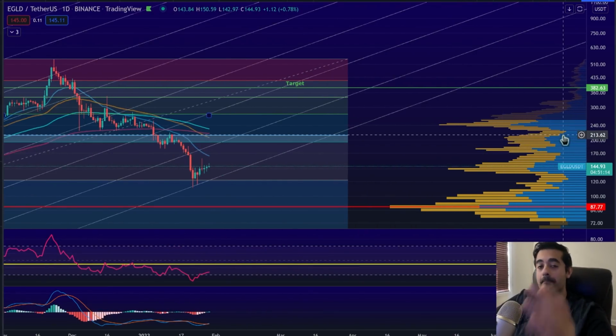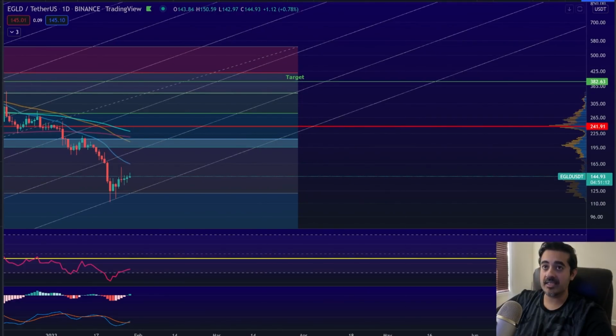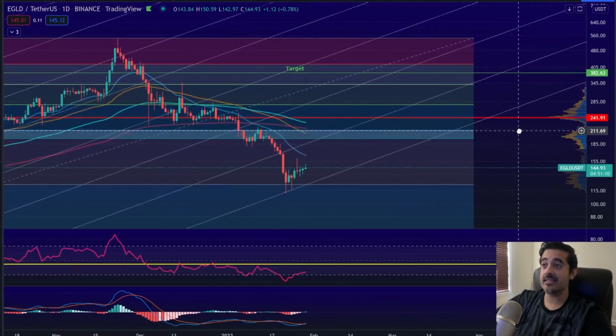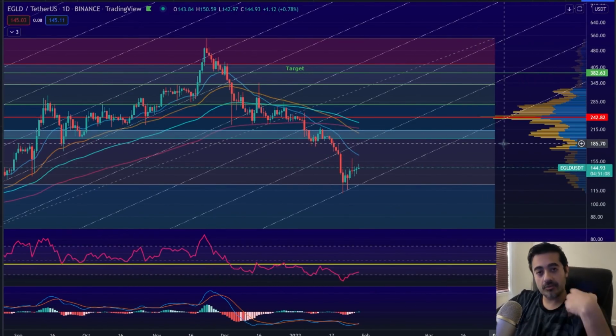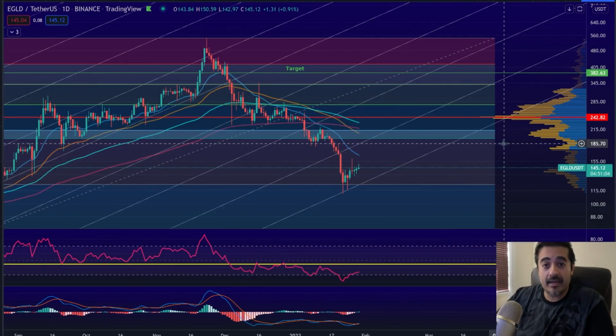So keep in mind, manage your risk. This is just what I'm seeing. And I think this is a decent time to accumulate. That's what I'm doing. Not financial advice. Do what you got to do because who knows? Maybe it keeps going down. I'll keep accumulating, but you may not be ready for that if you're not into Elrond and understand it. So at the very least, do your research.